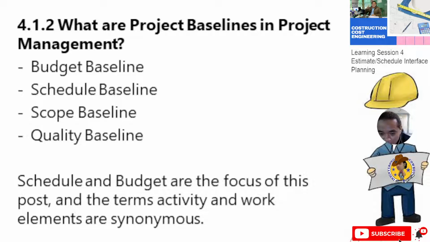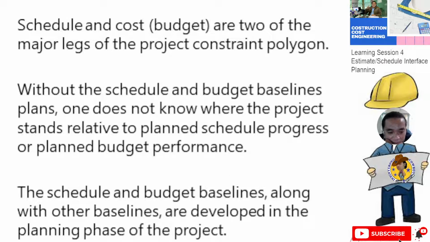The terms activity and work elements are synonymous. Schedule and cost, or budget, are two of the major sides of the project constraint polygon. Without the schedule and budget baselines, one does not know where the project stands relative to planned schedule progress or planned budget performance. The schedule and budget baselines, along with other baselines, are developed in the planning phase of the project.